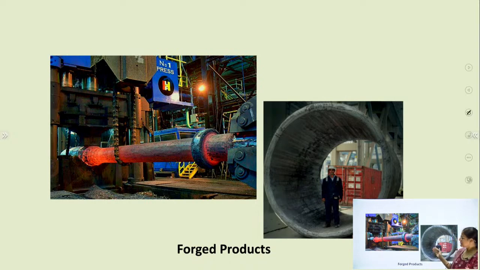So these are the typical forged products. As we can see, as we have already discussed, this process can be used to produce very small parts like bolts to very large parts like turbines, ships, shafts, and very large tubes. So these are the forged parts.